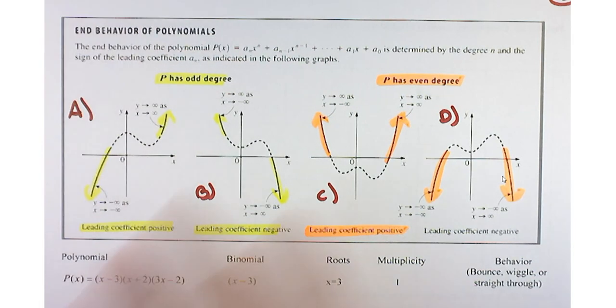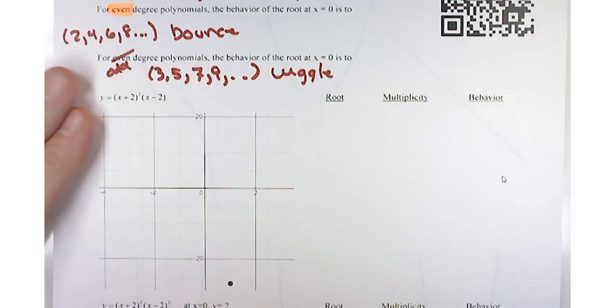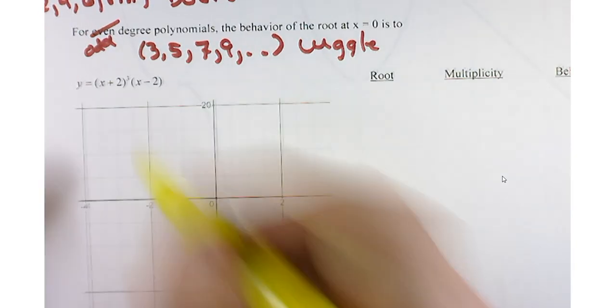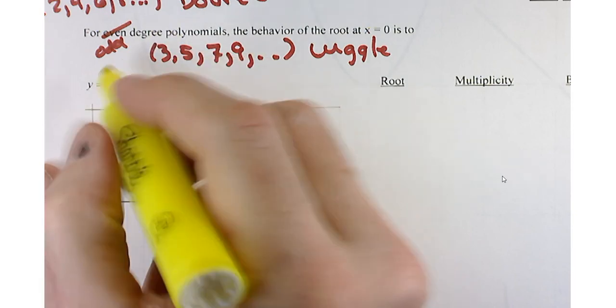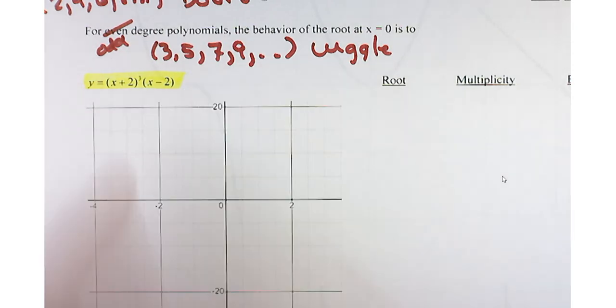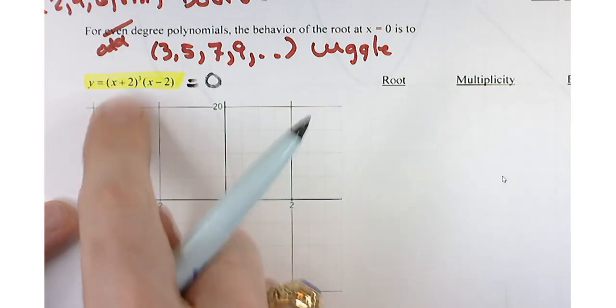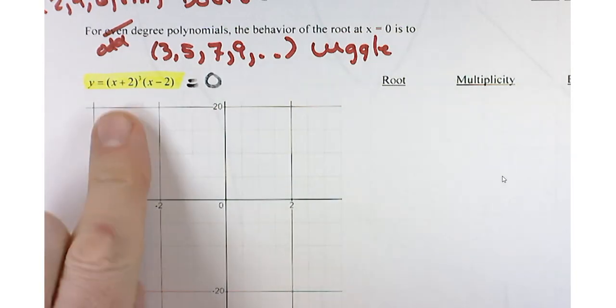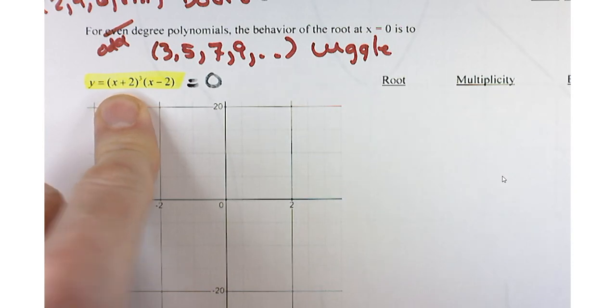And let's start using this to try and make predictions of some of the behavior of our polynomials. Now, the way it's going to work is we're going to look at our polynomials, starting with this one right here. Y equals x plus 2 cubed times x minus 2. Now I want to look at a couple of these terms and figure out, well, where does this actually equal 0 first? So can we eyeball that? Take a look at this first binomial. Where does that actually equal 0?